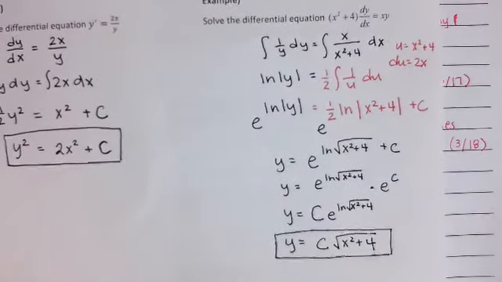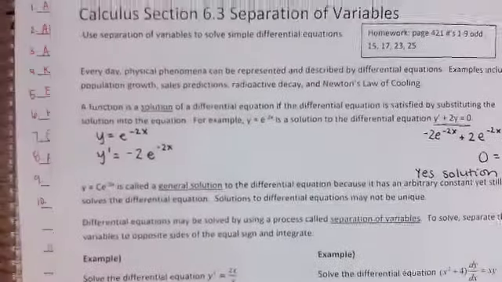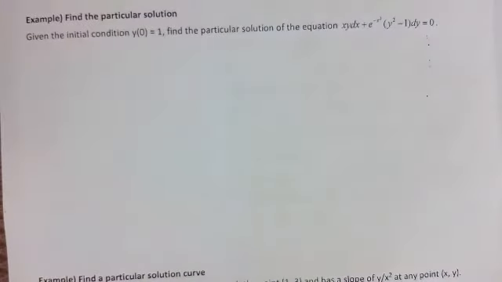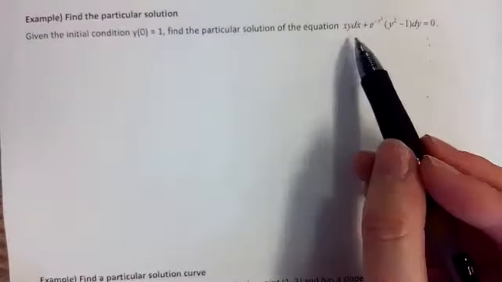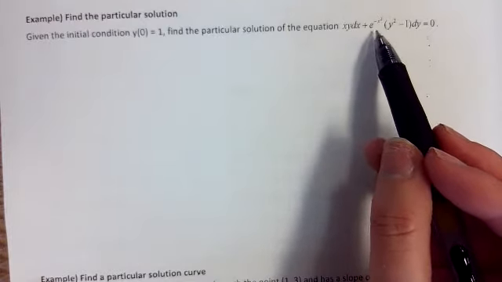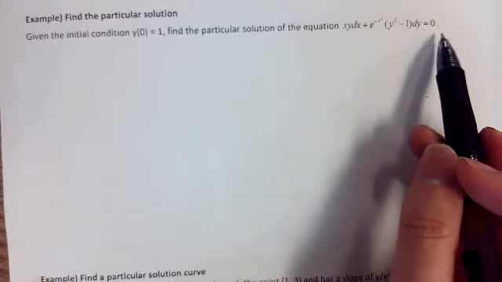Okay. So yes, this is similar to what we did last time, but we're not plugging in initial conditions or anything. Okay. Now we have an initial condition and we want to find this particular solution. This is also set up a little differently. I have xy dx plus e to the negative x squared times the quantity y squared minus 1 dy equals 0.